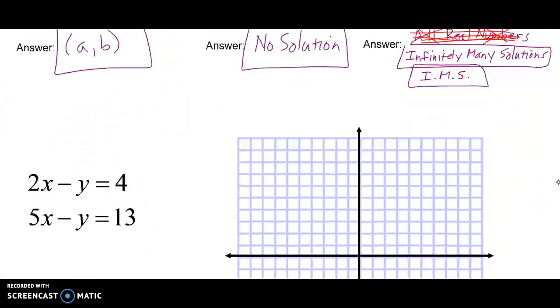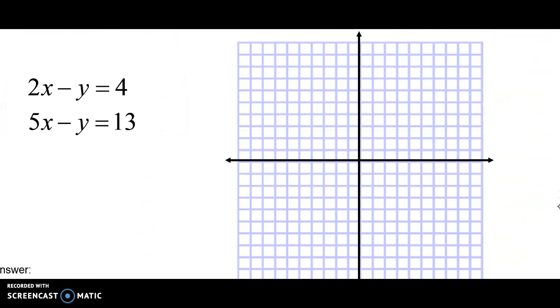So let's consider this problem here. We have two lines. We're going to graph each one of those lines, and we're going to try to figure out where the point of intersection is. So, step one, graph the two lines. You might want to pause the video, get out a piece of graph paper, and try graphing the lines. And then press play and I'll work it out.